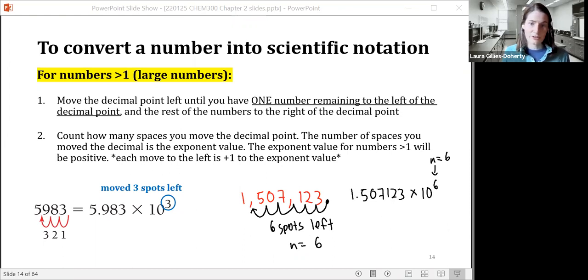So for numbers greater than 1, big numbers, grab the decimal point, move it to the left until you only have 1 digit remaining. Count how many spots you had to move it, and the number of spots you moved it to the left, that's the value of your exponent. And it's positive because we're dealing with a very large number.